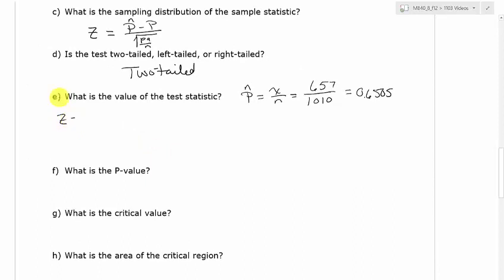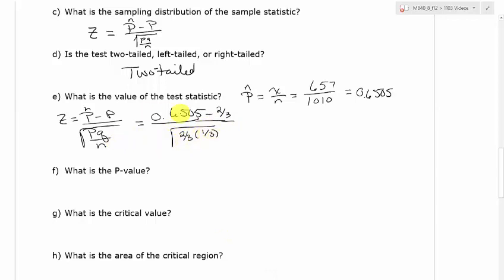So z is equal to p hat minus p over the square root of pq over n. P hat is 0.6505, and then minus p, which is 2/3, and I'm going to leave it as 2/3 right now. And that's divided by the square root of p, which is 2/3, times 1/3, over n, which is 1,010.